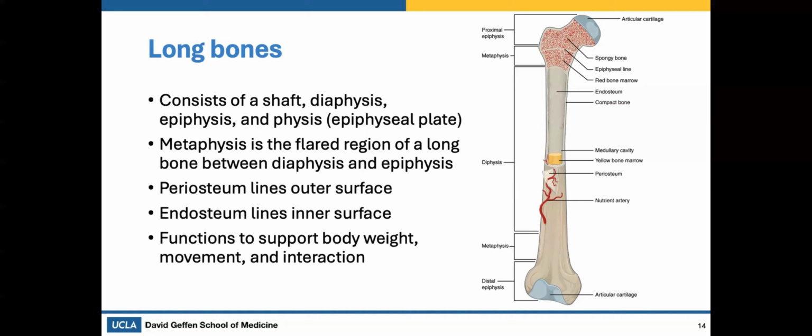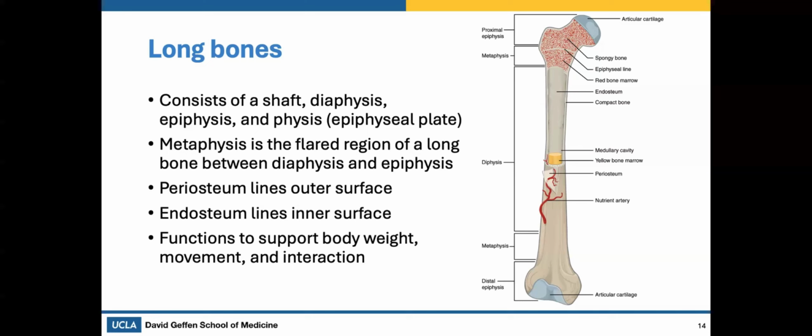Overall, the functions of long bone are to support the body's weight, facilitate movement, and allow for interaction with the environment. The periosteum covers the outside of the bones, except for areas where ligaments and tendons attach, or where cartilage covers the bone. The periosteum is made up of two layers: a firm outer layer of collagen and reticular fibers, and an inner layer that can form bone.